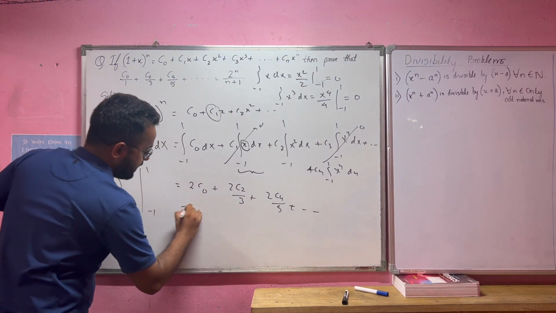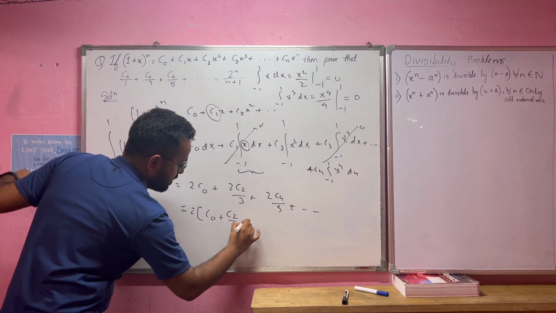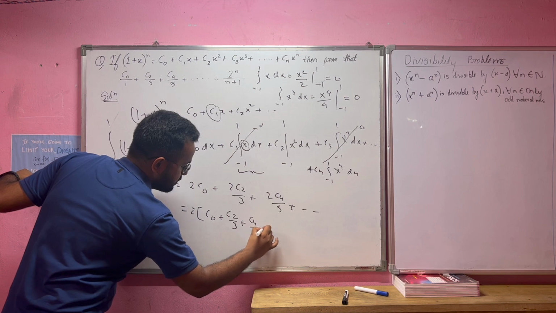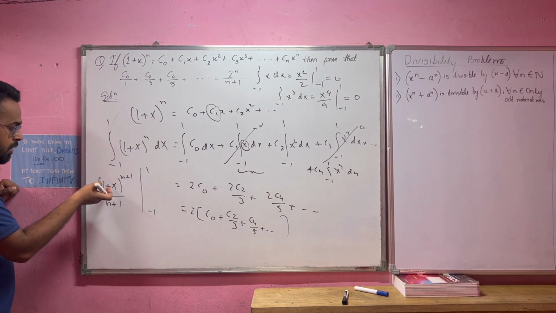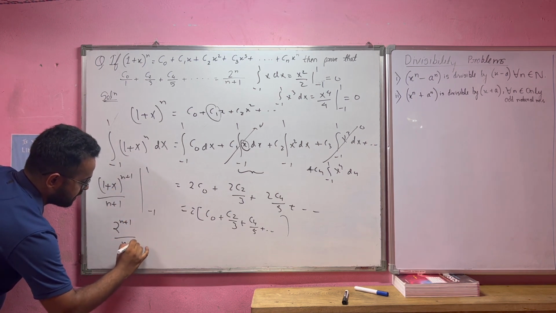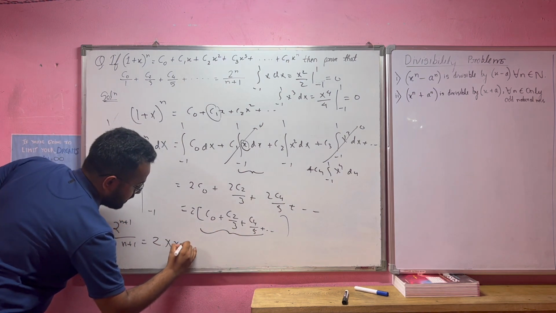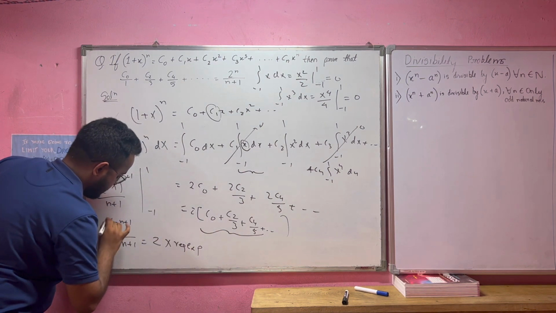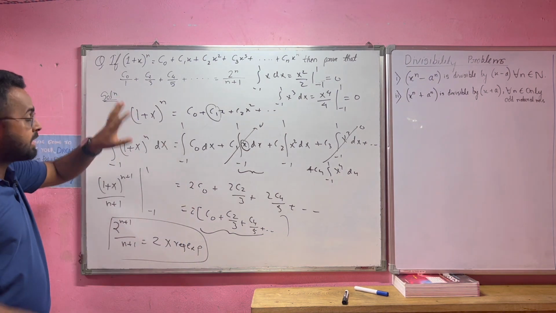And this is nothing but, you take 2 common, c0 plus c2 by 3 plus c4 by 5, so on and so forth. Here I will put the limits: because of minus 1 we get 0, because of 1 we get 2 power n plus 1 by n plus 1, which is equal to 2 times of this required expression. Clear? So you should know where to use what and how to use it.